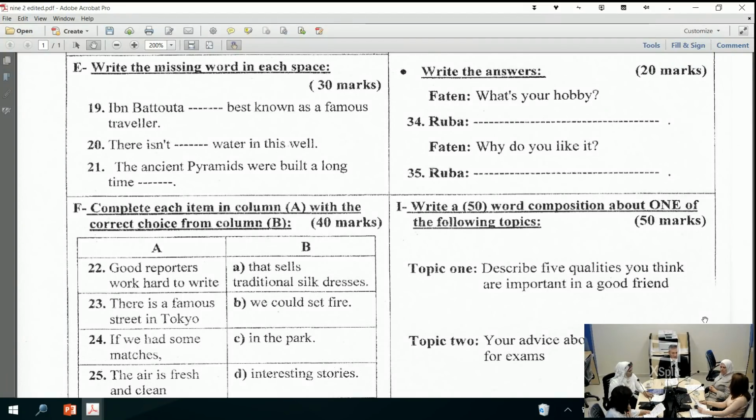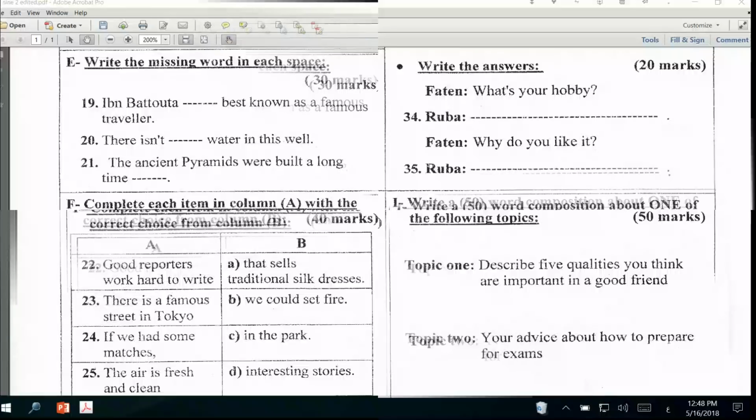Yes, and we advise the student to write a full answer, not just a word. For example, some student may write football. Will it be accepted? It will be accepted, but not full mark. Not full mark.